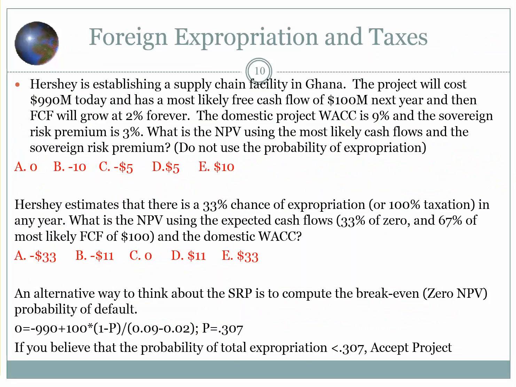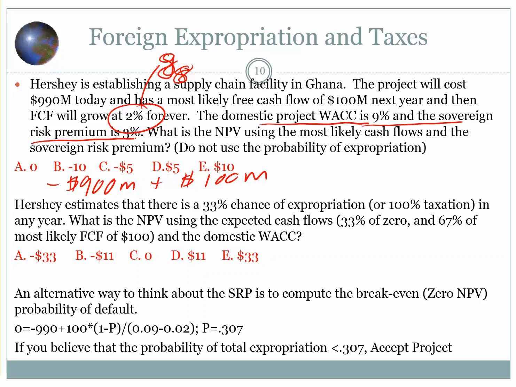Here's an example of using a sovereign risk premium or just adjusting cash flows. In this problem, Hershey's establishing a supply chain facility in Ghana. The project's going to cost $900 million today, and it's going to have expected cash flows of $100 million in 1 year. Then that free cash flow will grow at 2% forever. That's an infinite growth rate. Domestic WACC is 9%, and the sovereign risk premium is 3%.